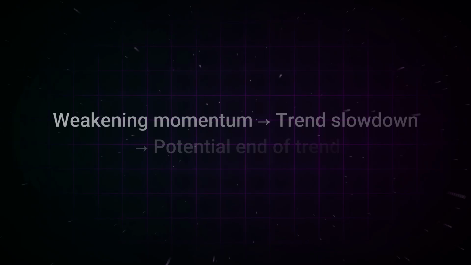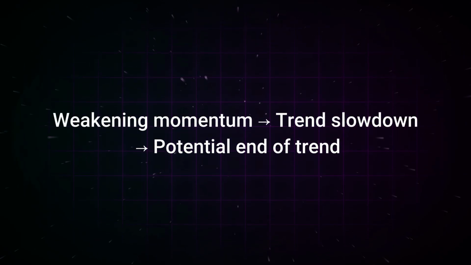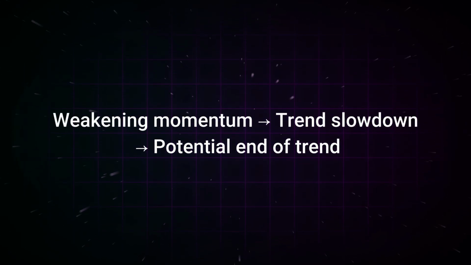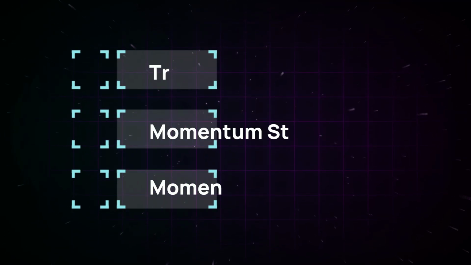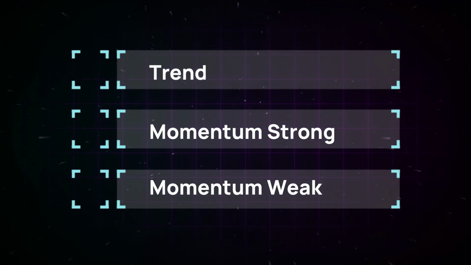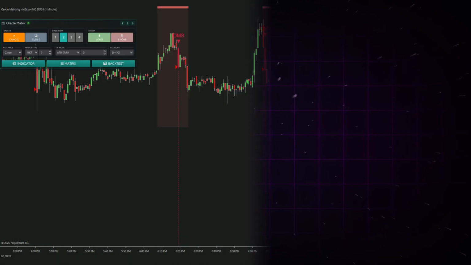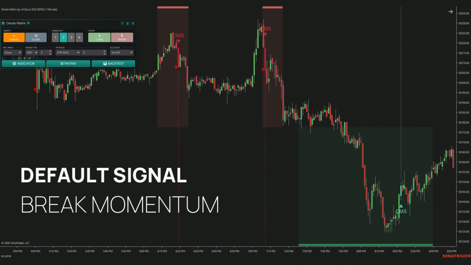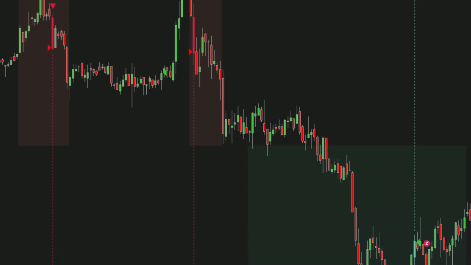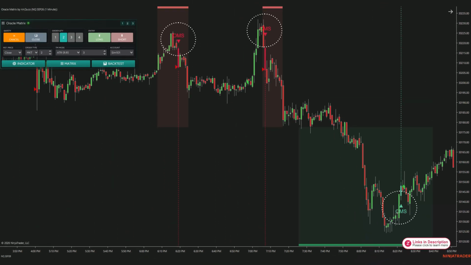Momentum Weak uses a slowdown algorithm to detect when momentum begins to weaken and when the current trend may be approaching its final stage. All of these market conditions are recorded independently and then combined to form a context. Finally, the default signal uses a breakout momentum algorithm to detect the early formation of a new trend, with separate signals for buy and sell.